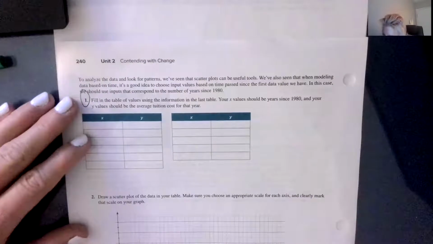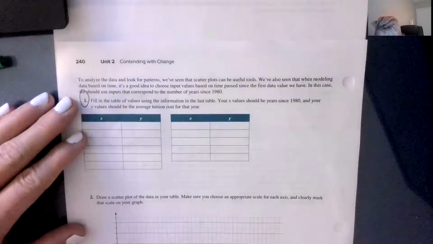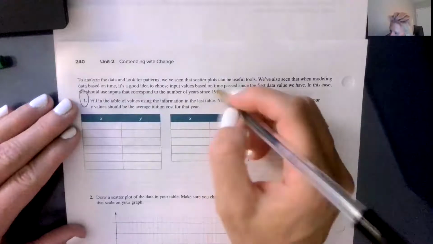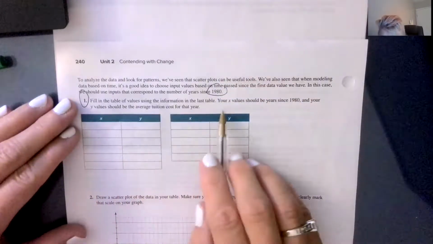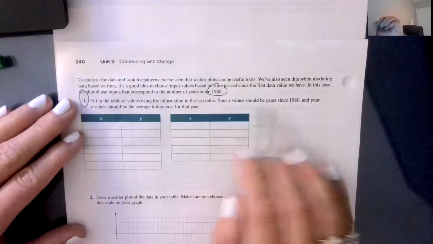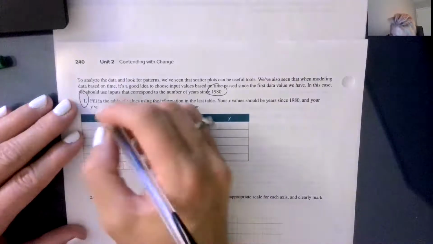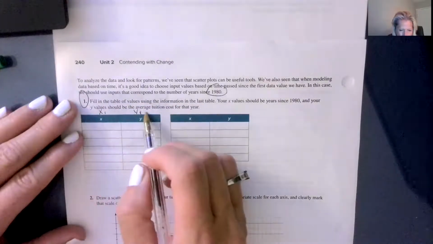So on page 240, it says, to analyze the data and look for patterns, we've seen that scatter plots can be useful tools. We've also seen that when modeling data based on time, it's a good idea to choose input values based on time passed since the first data value we have. In this case, it's 1980. Fill in the table of values using the information in the last table. Your X value should be years since 1980, and your Y value should be the average tuition cost for that year. So we're going to put them in this table, and then we're going to go to Desmos and put them in X1 and Y1.